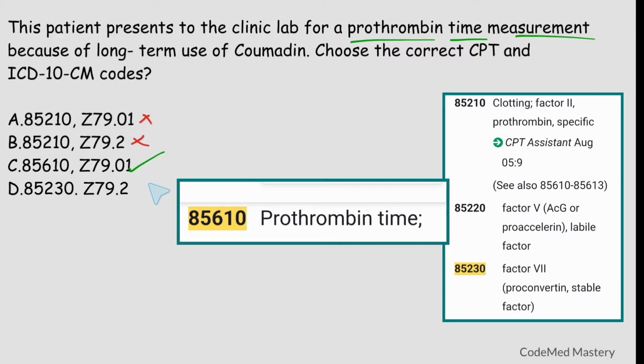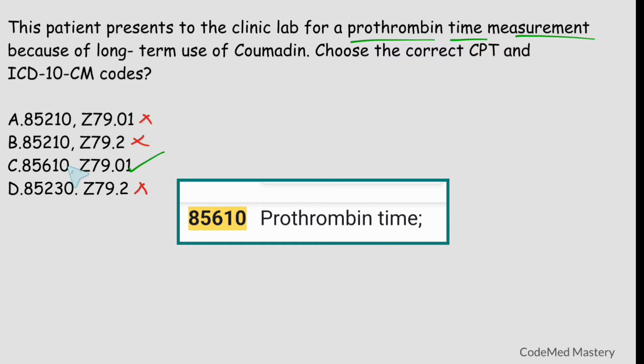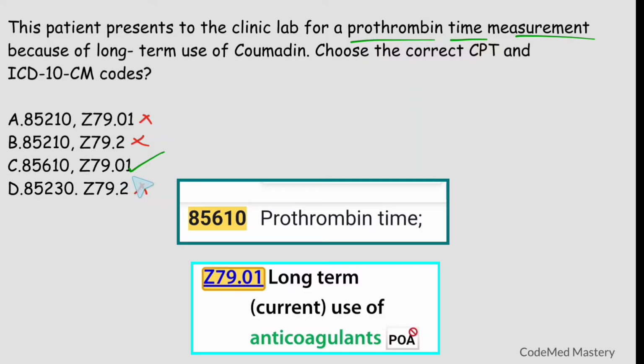So eliminate option D. In option C, they have mentioned ICD code Z79.01 because that is for long-term use of anticoagulants or blood thinners. Coumadin is a blood thinner, so they have used the code Z79.01 for long-term use. Let us move on to the next question.